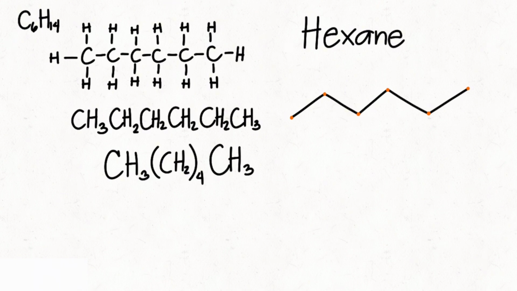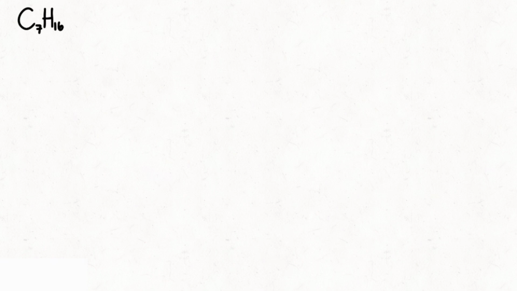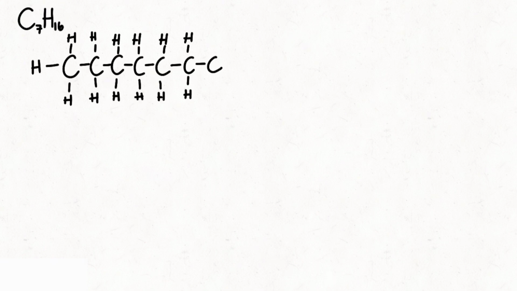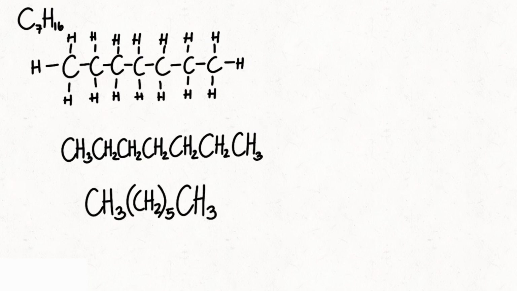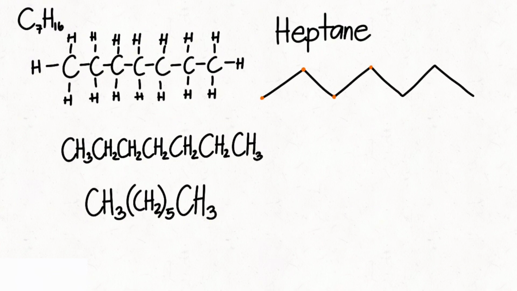Next, let's proceed with the next alkane that has 7 carbons and 16 hydrogens. So if we're going to draw its expanded form, it should be like that. There are 7 carbons and 16 hydrogens, and its condensed form should be like that, or you may use the shortcut CH3, CH2 five times, and CH3. Since there are 7 carbons here, I guess you may guess the name from the shape of the heptagon, which has 7 sides. Then the name of this alkane is heptane, and its line structure should have 7 points, like that.